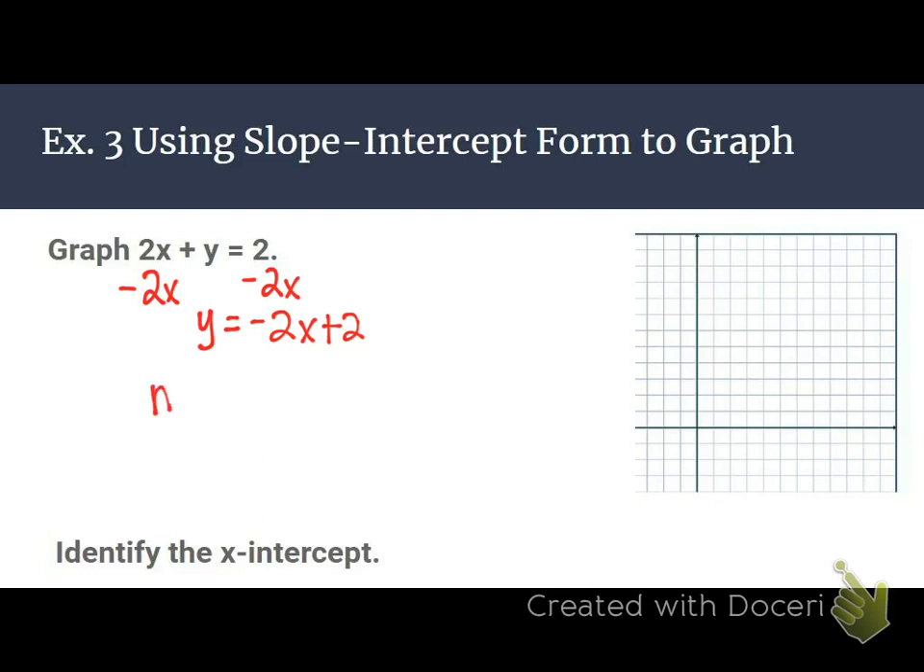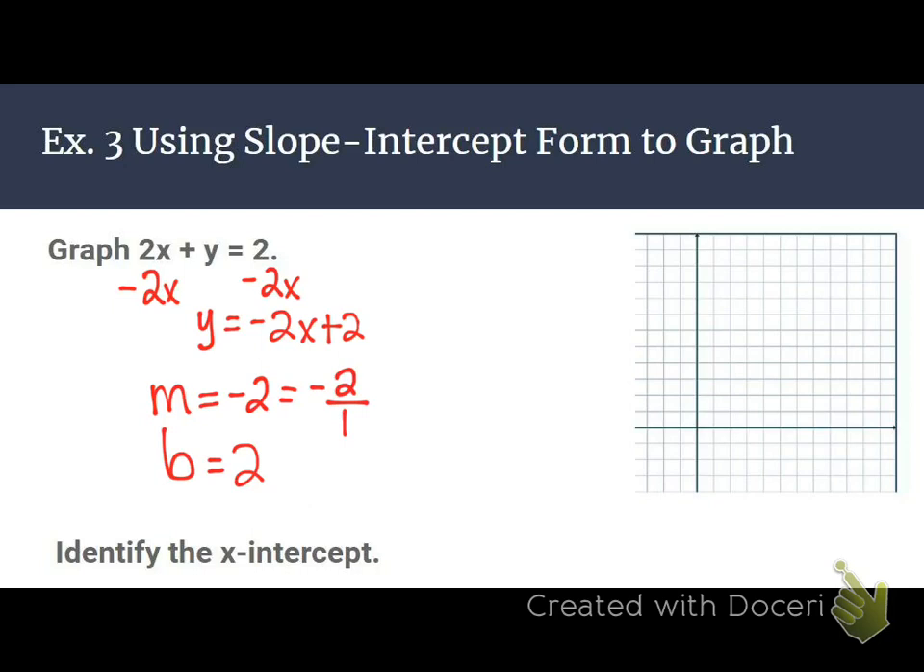Now that it's in slope-intercept form, we should be able to identify m and b. What is my m? -2. As a fraction, it would be -2/1. What about my b? A +2. Questions on identifying m and b?